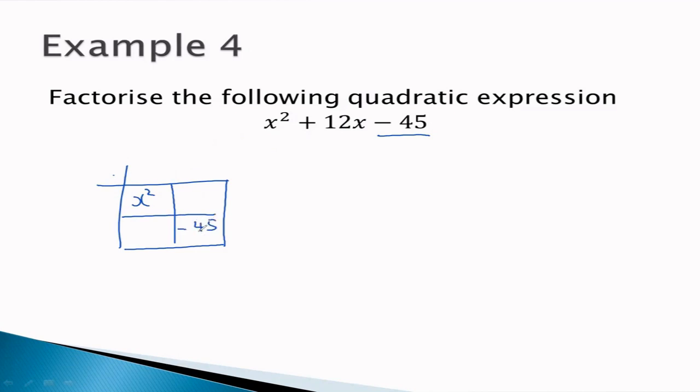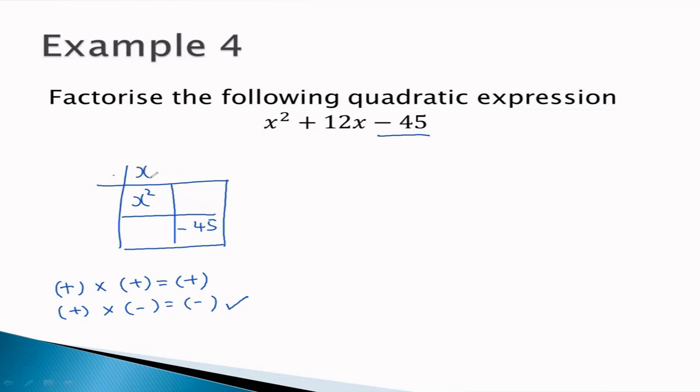we must remember, how do I get a negative number? A positive number times a positive number gives me a positive number. A positive number times a negative number gives me a negative number. So we must understand that when we multiply two numbers together, one of them must be positive and one of them must be negative.